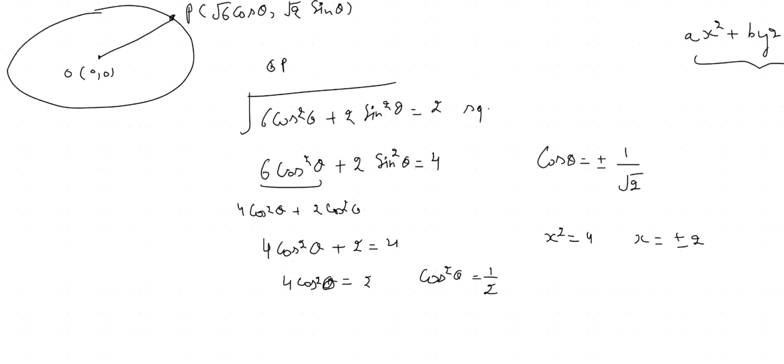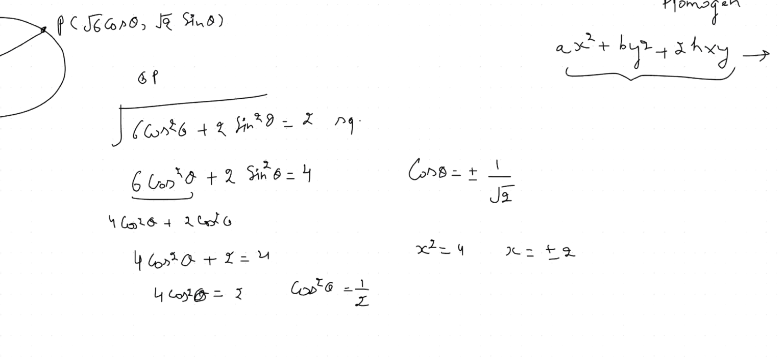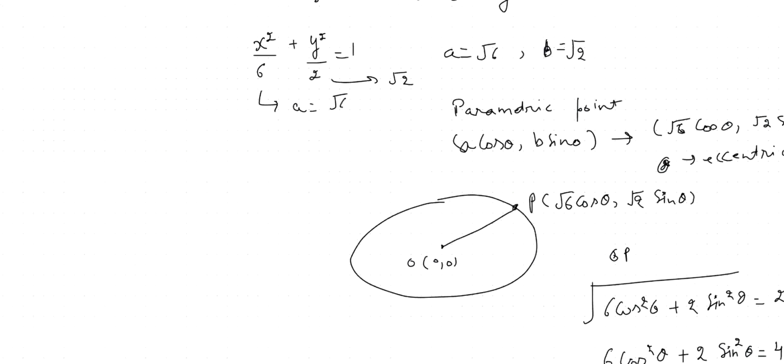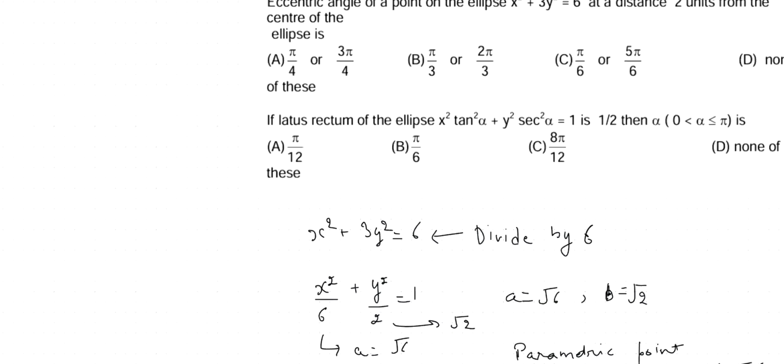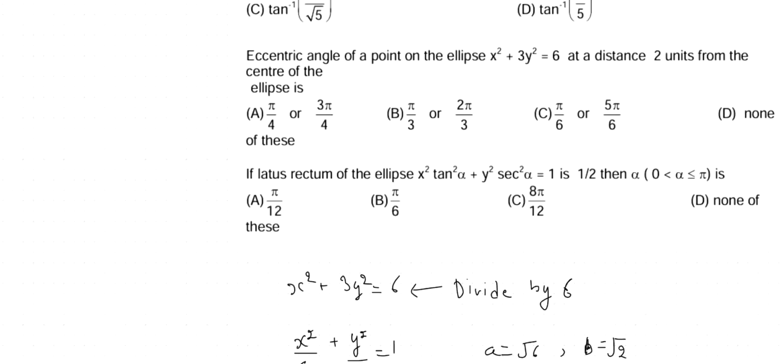So we know what the angles are for which cos theta is plus minus 1 by root 2. In the first quadrant, it is pi by 4. In the second quadrant, pi minus pi by 4, 3 pi by 4. In the third quadrant, pi plus pi by 4, that is 5 pi by 4. And here it is either minus pi by 4 or 7 pi by 4. So let's see what the options given are. So option A, pi by 4 or 3 pi by 4.